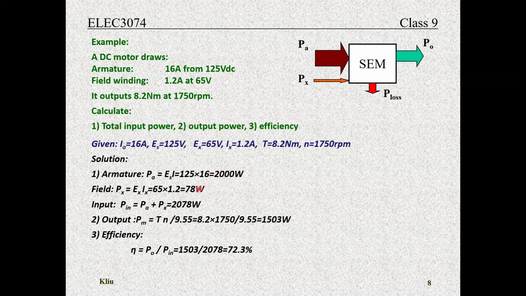If we add these two, that's the total power that has to go into this machine for the machine to work properly. So the input power is the armature power plus the field power, and we get 2078 watts because we add these two. Now the output power, remember the formula that I want you to learn by heart? Torque times speed divided by 9.55.